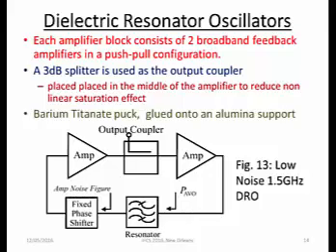Now for the dielectric resonator oscillators, this is the block diagram of the configuration. It's also a feedback oscillator configuration. Each one of these amplifier blocks contains 2 broadband feedback amplifiers in a push-pull configuration. A 3 dB splitter was used as the output coupler. It was placed in between the 2 amplifiers in order to limit nonlinear saturation effects in the second amplifier. The resonator is a barium titanate part glued onto an alumina support, and we also have a phase shifter for achieving the correct phase shift for oscillation.